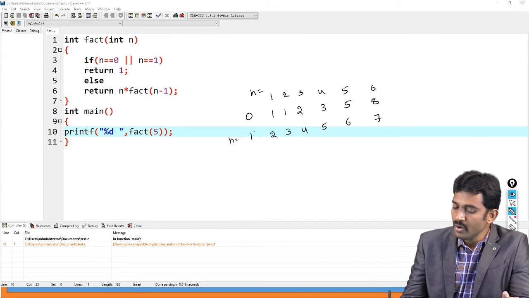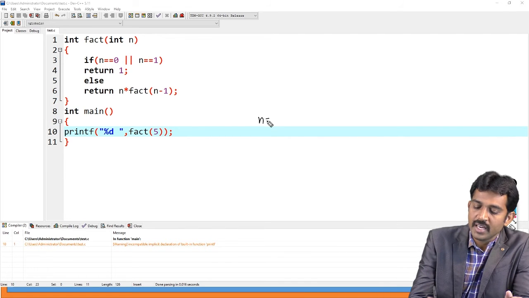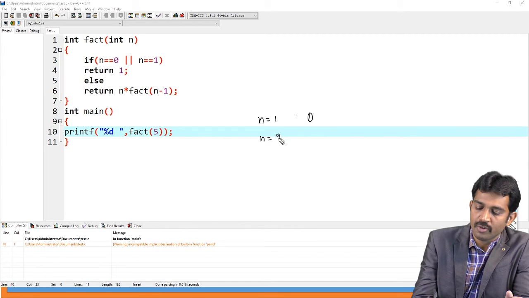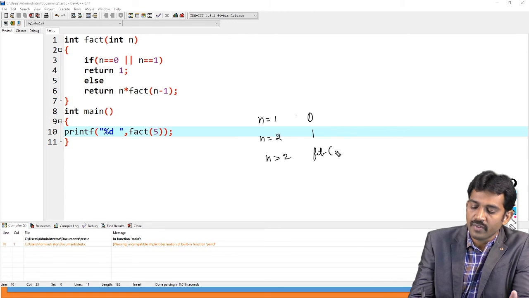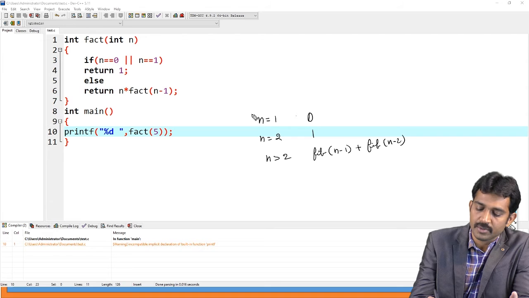From that concept, if n is 1, what is the Fibonacci? It is 0. For n equal to 1, the Fibonacci is 0. For n equal to 2, the Fibonacci is 1. For the remaining cases, where n is greater than 2, what you need to do is write fib of n minus 1 plus fib of n minus 2. This is the concept for fib of n.